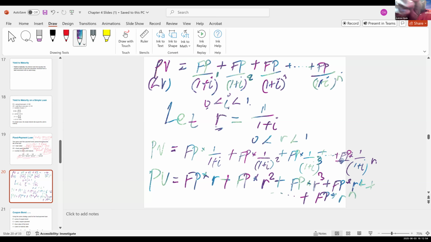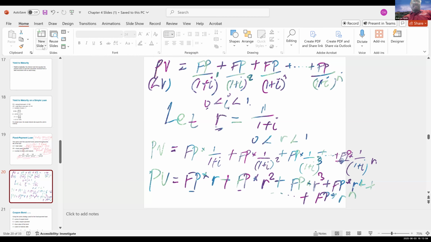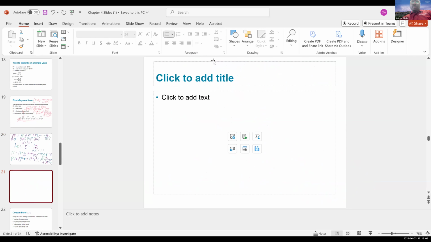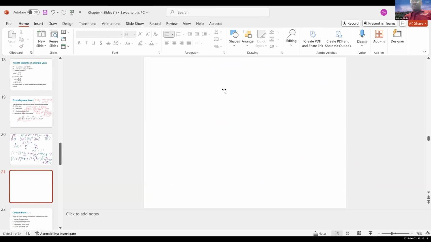But you see, FP, fixed payment, is common everywhere. We can factor that out. Let me go here and open a new slide. I want you guys to follow this because I'm developing for you a formula that you can use on a scientific calculator and get the same answer that finance people get with a financial calculator.